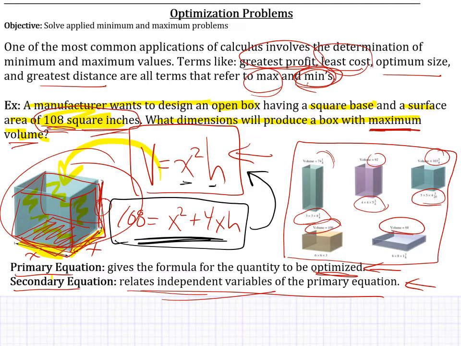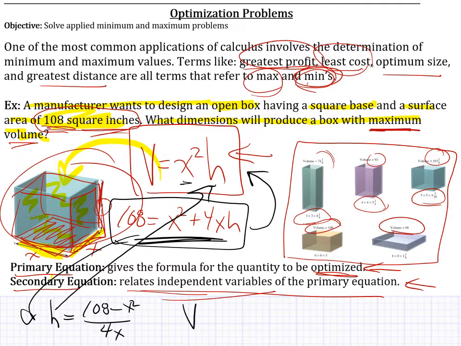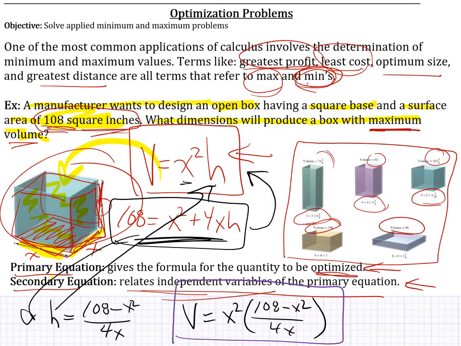If you look at that secondary equation, I could rewrite it as h equals (108 minus x squared) over 4x, just solving for h. I could then take that h and plug it in here, and I get that the volume equals x squared times (108 minus x squared) over 4x. If you notice now, my volume equation only has a single variable on the right hand side. So then we could take the derivative with a single variable, and we could find the critical numbers far easier than if we left it as multiple variables.